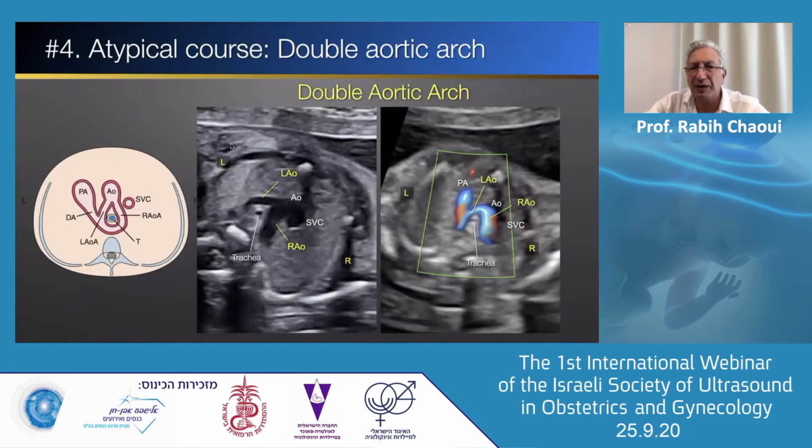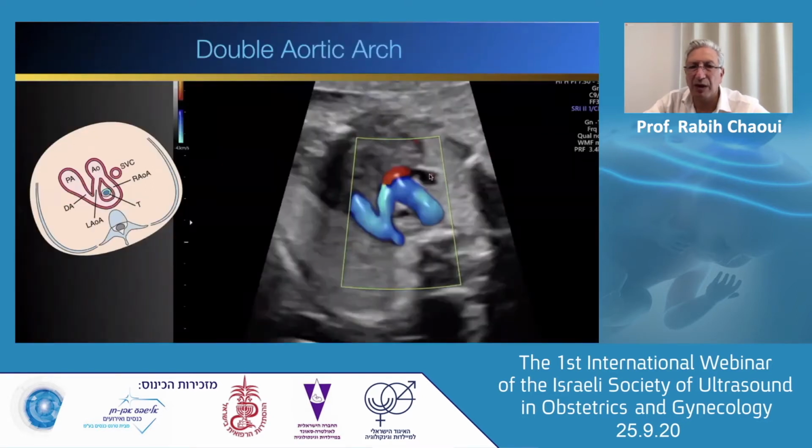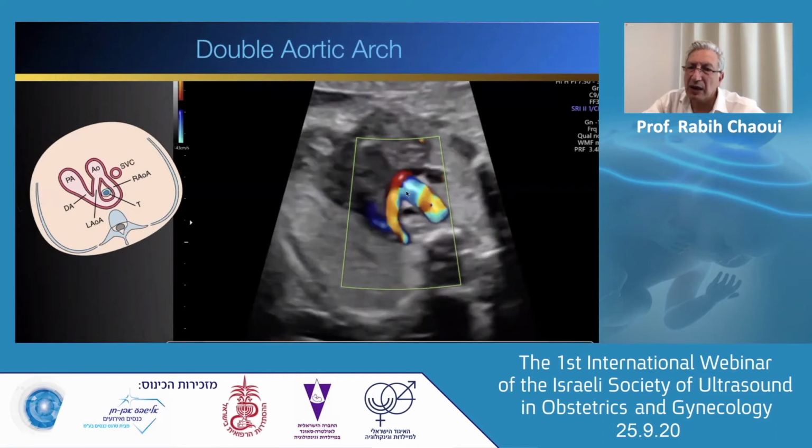Now, the double aortic arch is more tricky because you need to get a higher plane to see that there is a bifurcation. And sometimes the left arch is really tiny and difficult to diagnose. This is why you need to go up and down until you see it. And you see here how it looks. And at this stage, look at the red color.